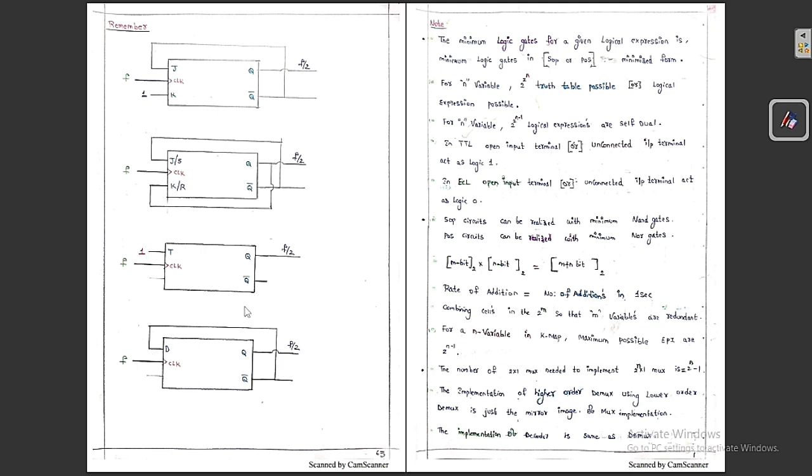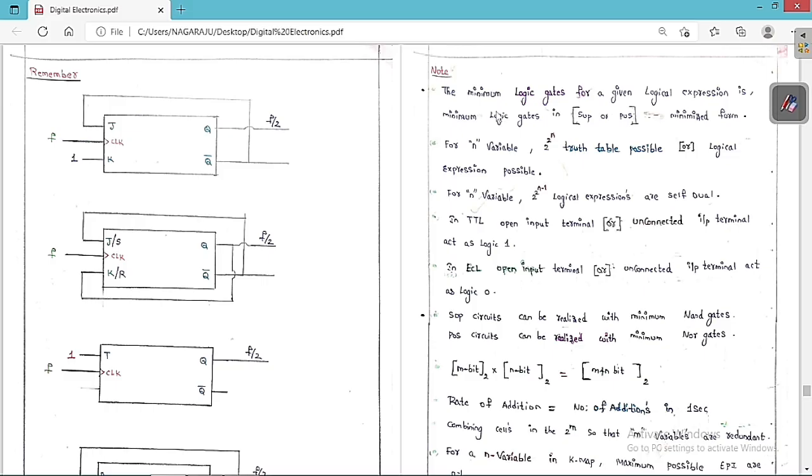So therefore now you can see clearly, if the clock has a frequency of F, then the frequency of Q is nothing but F by 2. So these are the graphs that you always have to keep in your mind. Now we will discuss one of the important points regarding digital electronics.